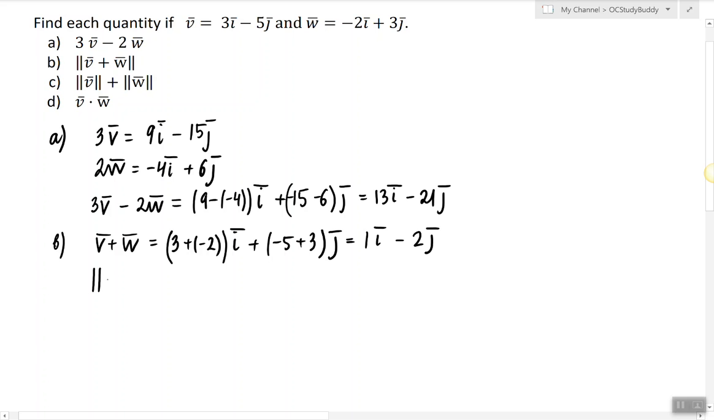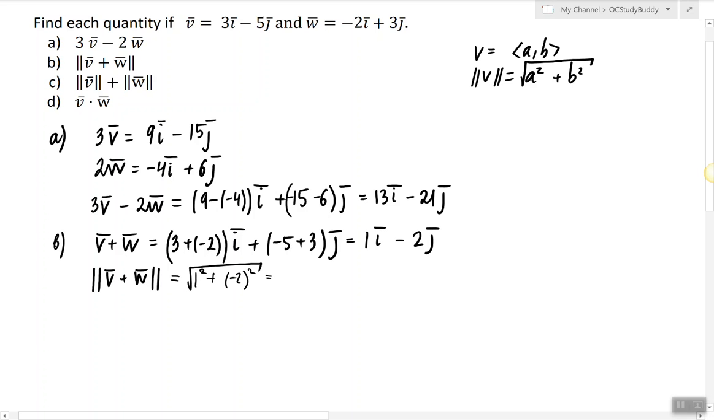And now to find the magnitude of this vector, we use the formula. So if we have vector v given to us in algebraic form, then the magnitude of this vector is simply a squared plus b squared, all that in the square root. So the magnitude of v plus w is 1 squared plus negative 2 squared with the square root, so it's square root of 5.